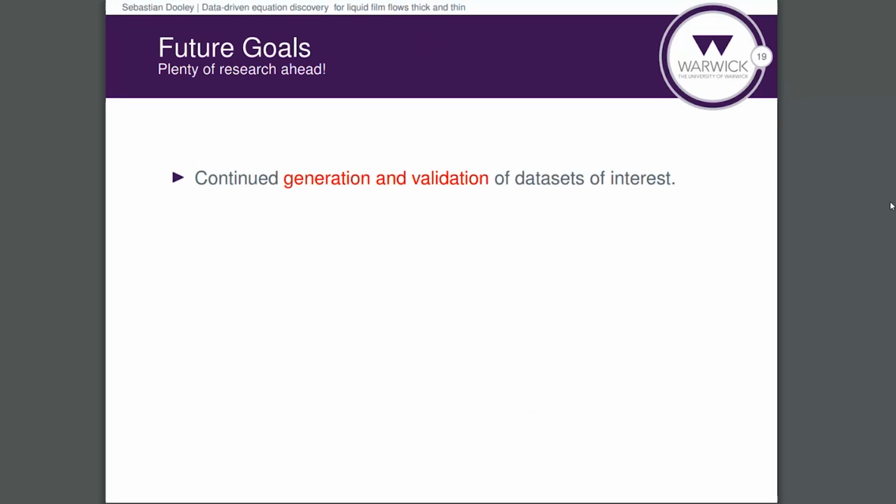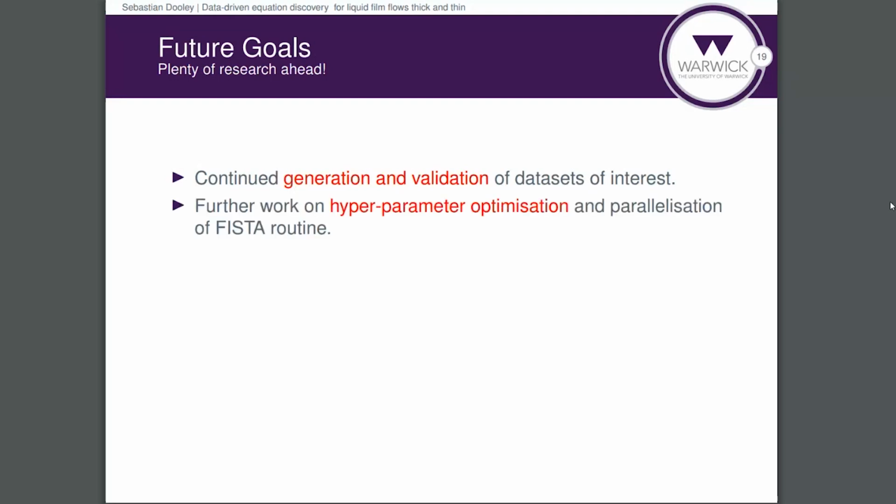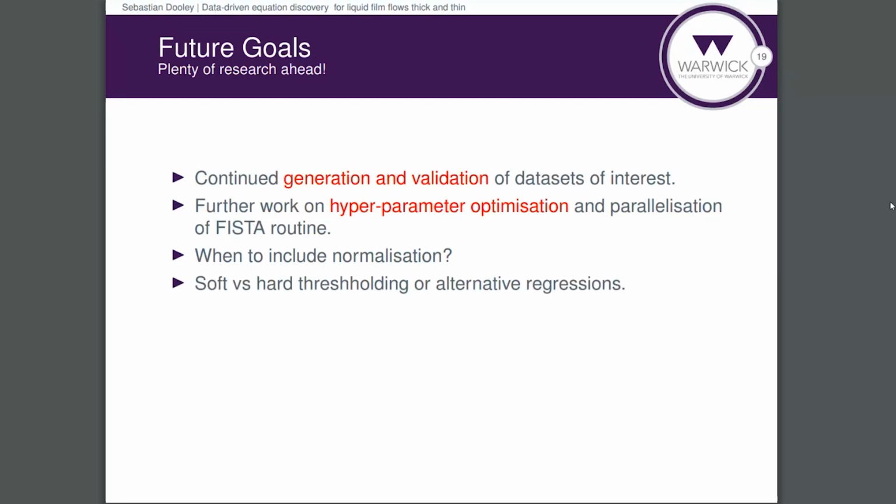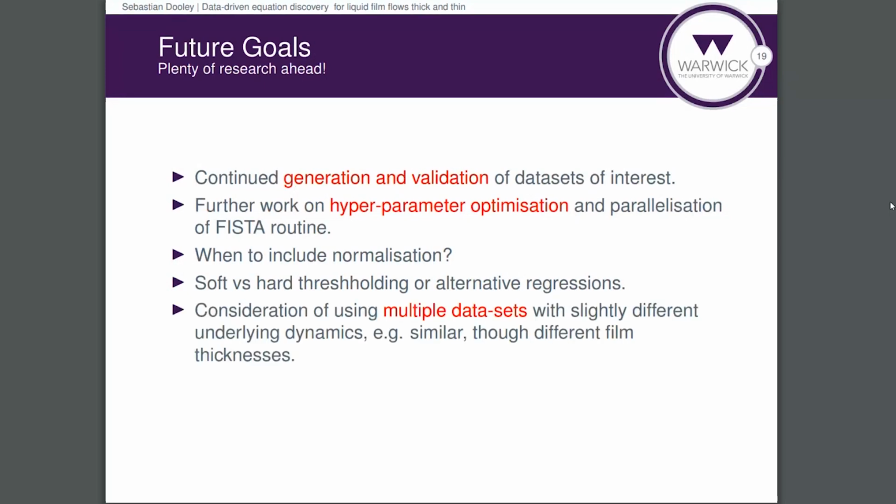For now, we're just going to continue generating and validating on data sets of interest. We're going to work on our hyperparameter optimization routines and hopefully parallelize our optimization, because right now it's serial and takes ages. Thinking back to that advection-diffusion equation, we're going to think about the normalization of the columns and rows a bit more in the coming weeks. And then, more far field, do we want to use soft or hard thresholding when we're doing our sparse regression?